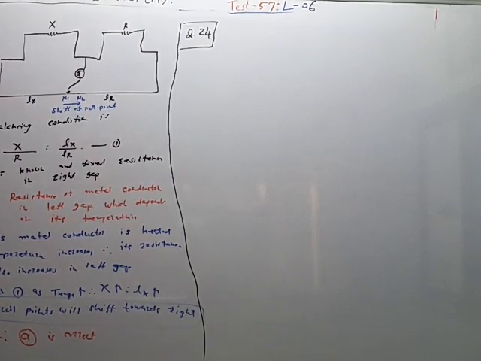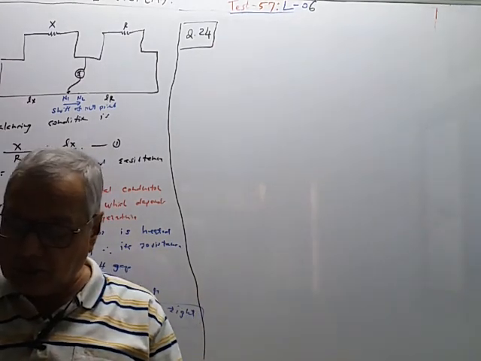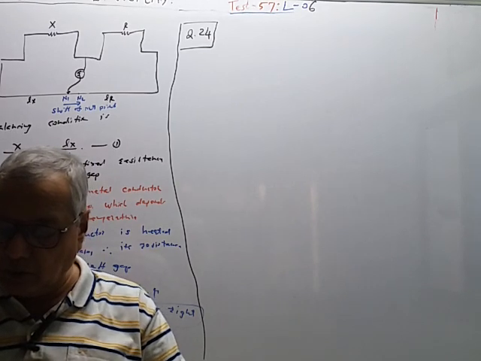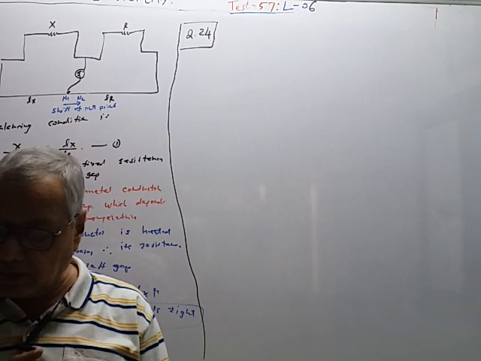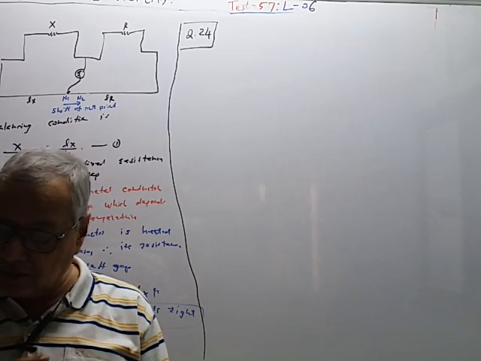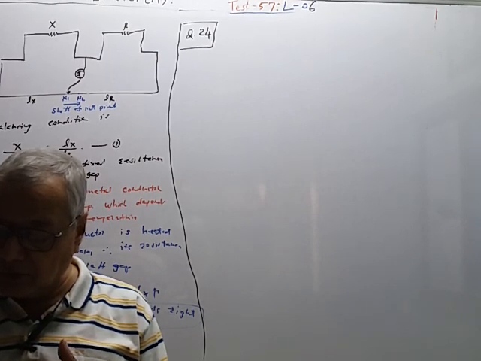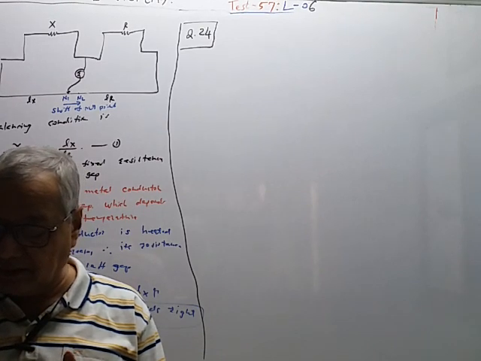Next, question number 24. Potentiometer problem, so theoretical problem. For the measurement of potential difference, potentiometer is preferred in comparison to the voltmeter because: A, potentiometer is more sensitive than voltmeter; B, the resistance of the potentiometer is less than voltmeter; C, potentiometer is cheaper than voltmeter; D, potentiometer does not take current from the circuit.